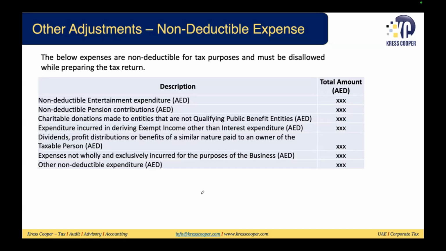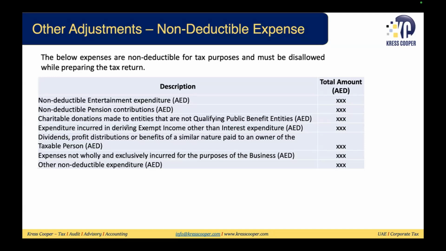So 100% of the expenses, as we have claimed to arrive at the accounting profit, might not be allowed to you to arrive at the taxable profit. These are some expenses like non-deductible entertainment expenditure. We know we can claim only 50%. Non-deductible pension contribution, we know that we can contribute only maximum up to 15% of the employer contribution. Charitable donations, we can claim if these are being paid to a qualifying public benefit entity, otherwise we cannot claim this.